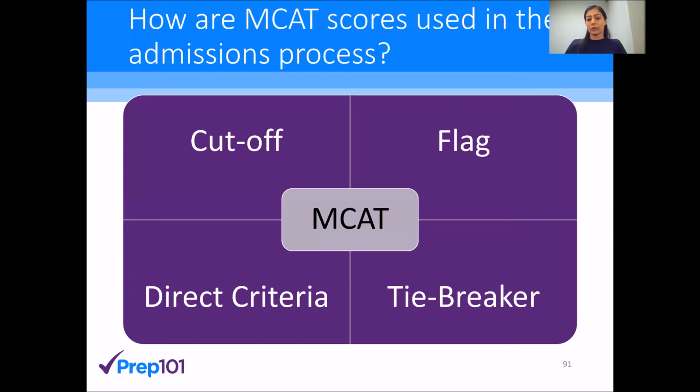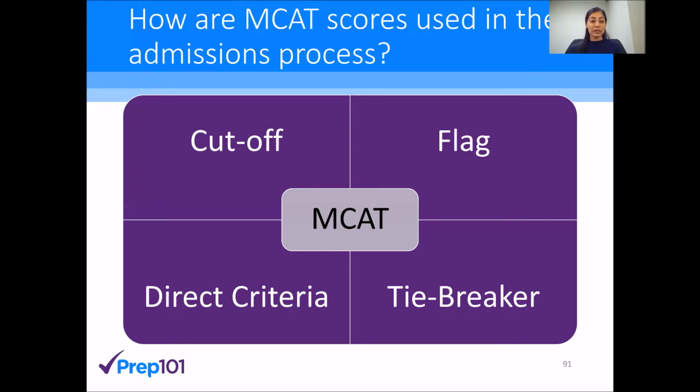Now, the most important question that you're probably thinking of right now is, all right, so out of all of these ways in which my score may be used, which are the ones that I should really care about? Well, it's the first one that we talked about, the cutoff, and the third one, direct criteria. These are the 2 most prevalent uses of your MCAT scores, especially when you're applying to Canadian medical schools.